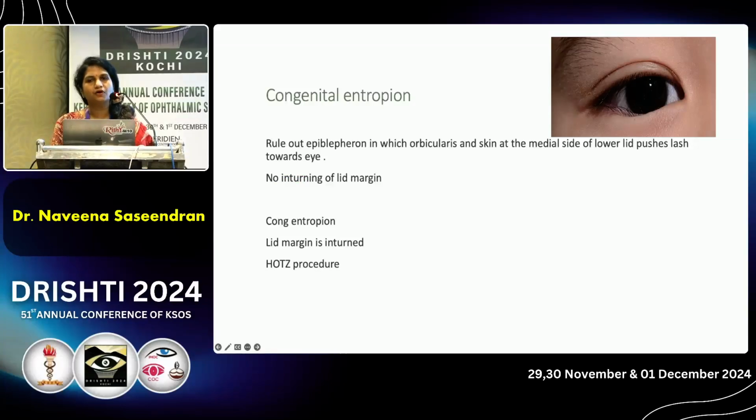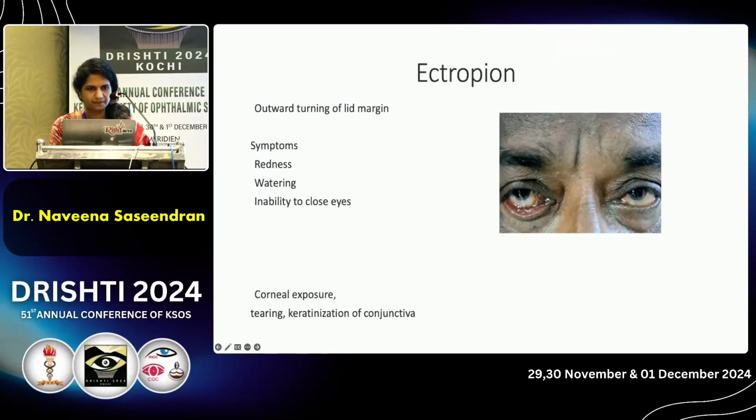Congenital entropion: always rule out epiblepharon before going for any surgical intervention. In epiblepharon, there is no actual inward turning of the lid margin. Congenital entropion can be managed by Holt's procedure. Here, an ellipse of skin and orbicularis is removed just below the punctal area, and the lower lid retractors are sutured to the lower end of the tarsal plate.